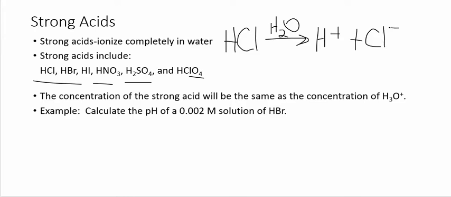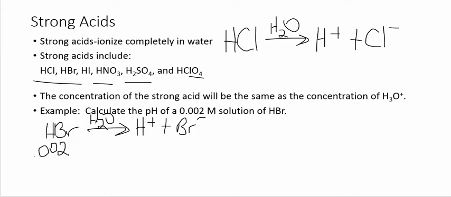Look at the example. Calculate the pH of a 0.002 molar solution of HBr. So HBr is a strong acid. When I put it in water, it completely ionizes into H+ and Br-. Concentration of HBr is 0.002. Since it is a strong acid, the concentration of H+ will also be 0.002.